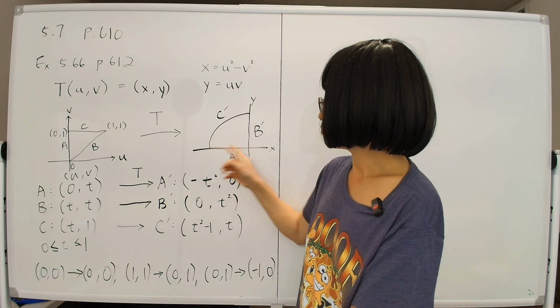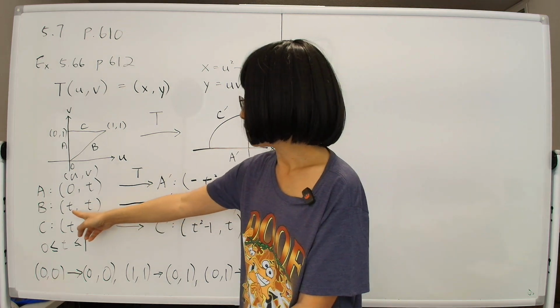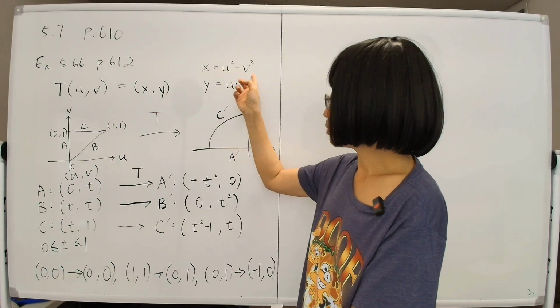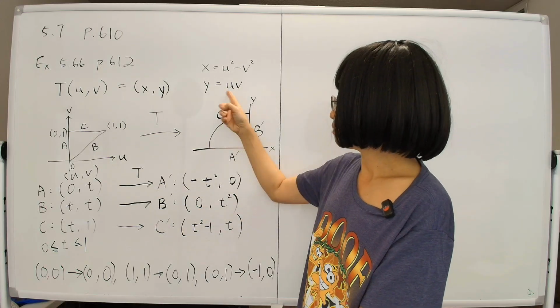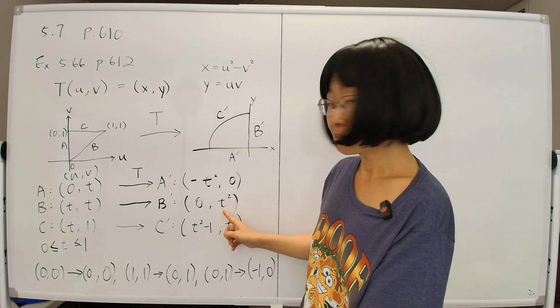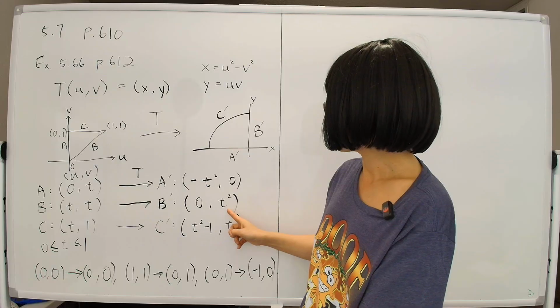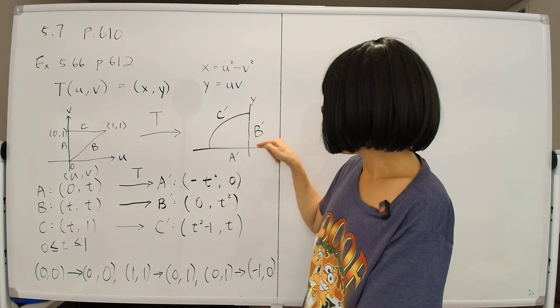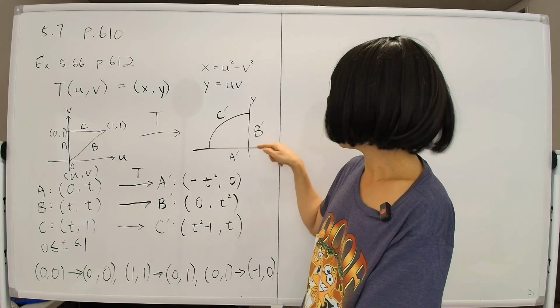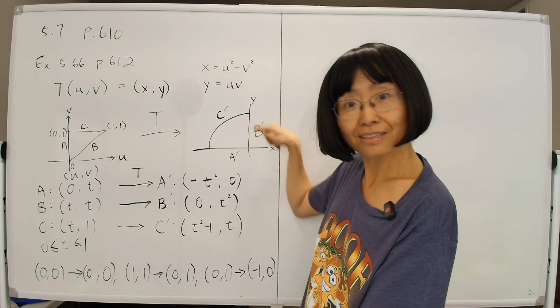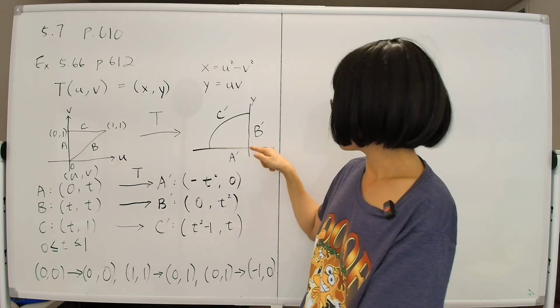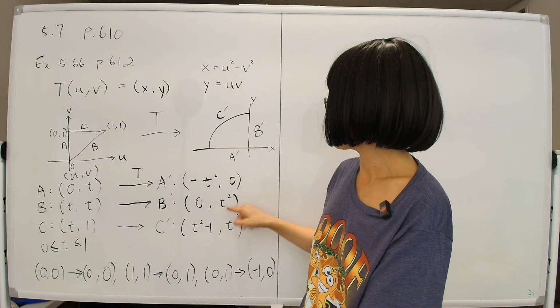Now the other lines we'll do in a similar way. B is (t, t), so u squared minus v squared will be 0, right? And then uv will be t squared. And (0, t squared) is this thing. t goes from 0 to 1, so the x coordinate is 0, and y goes from 0 to 1. So you end up with this being B prime, this thing right here, as t goes from 0 to 1.